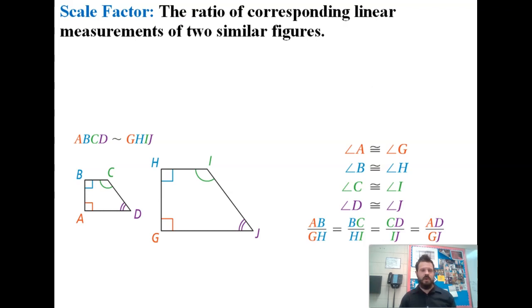The last thing we'll talk about quickly before we get into problems is the idea of a scale factor. It's the ratio of corresponding linear measurements of two similar figures. So for example, if these are similar, I can get the scale factor by going AB over GH, reducing that ratio. Since the sides are proportional, I'd get the same scale factor no matter what set of sides I used.